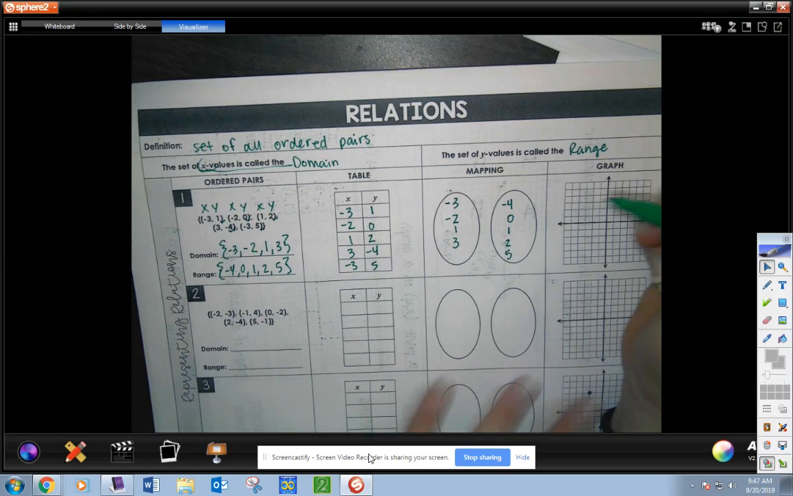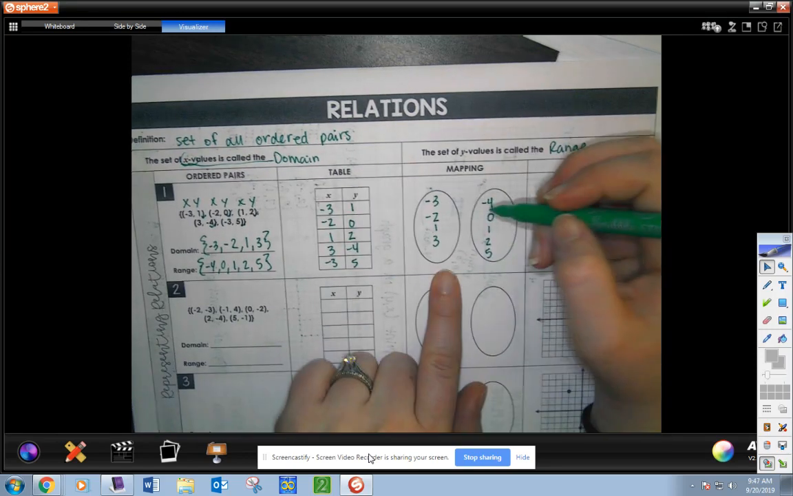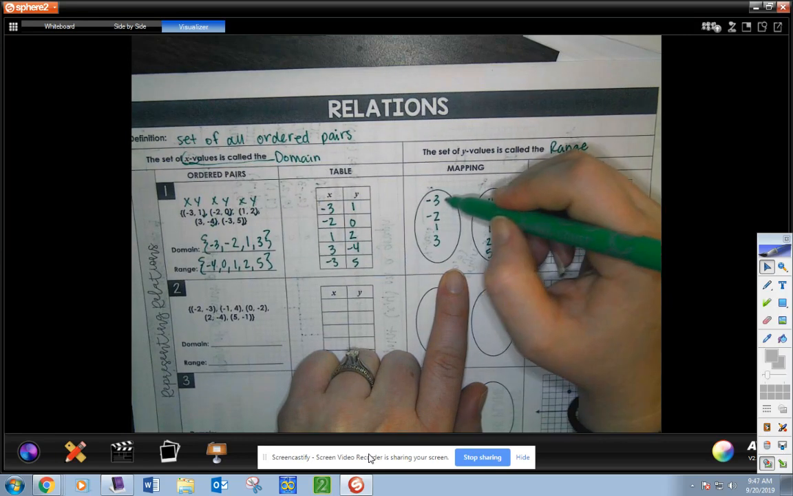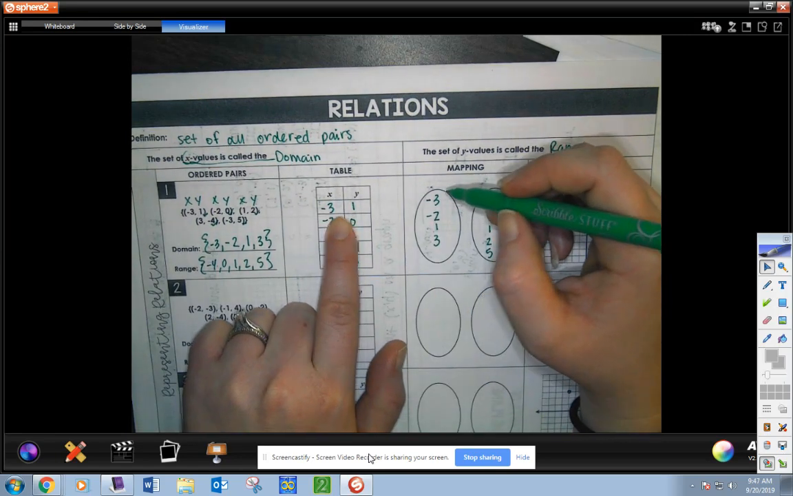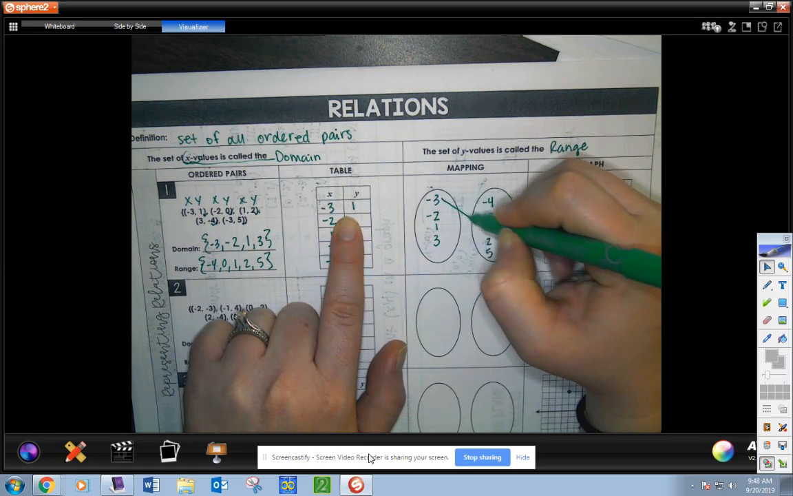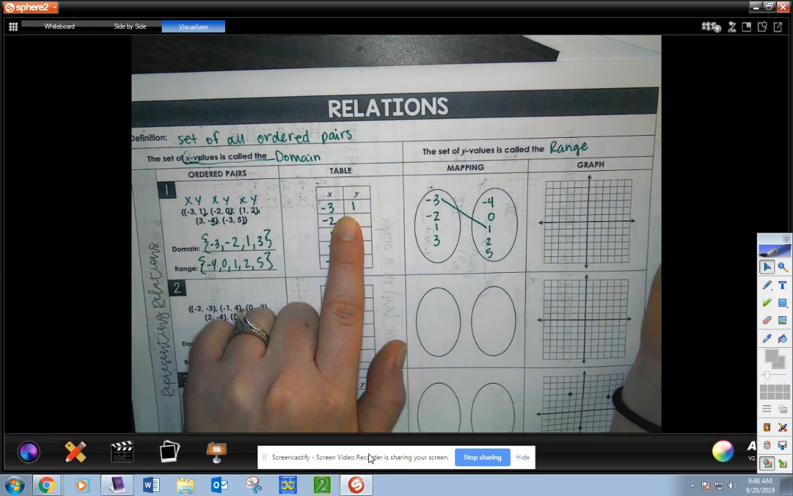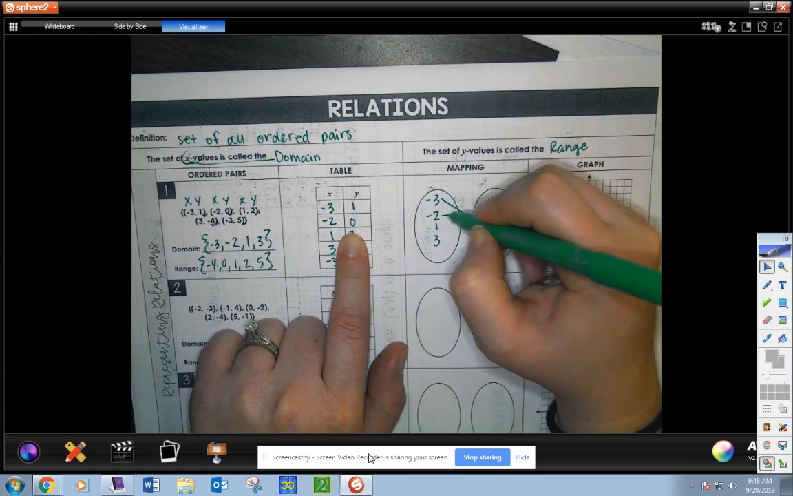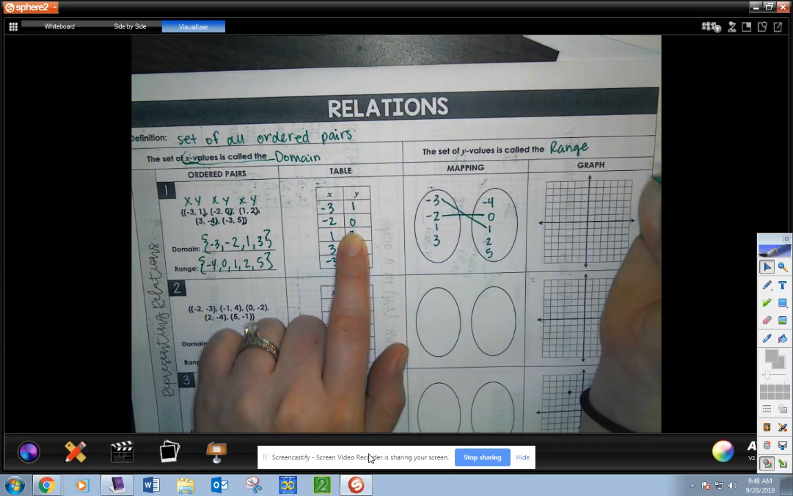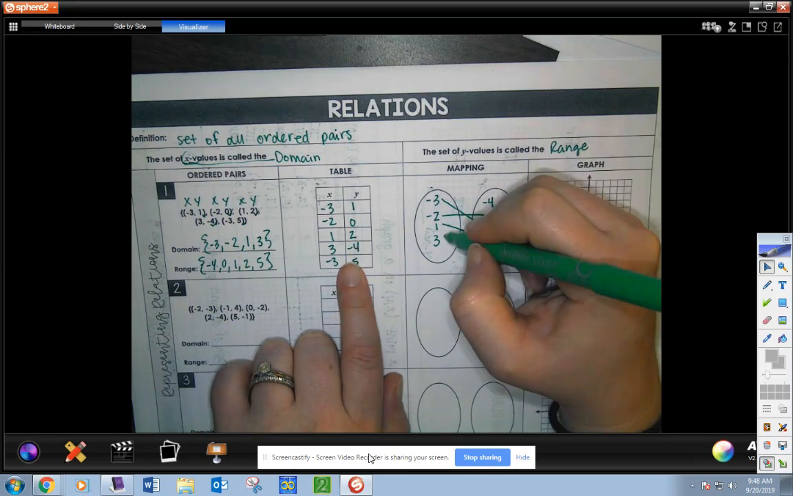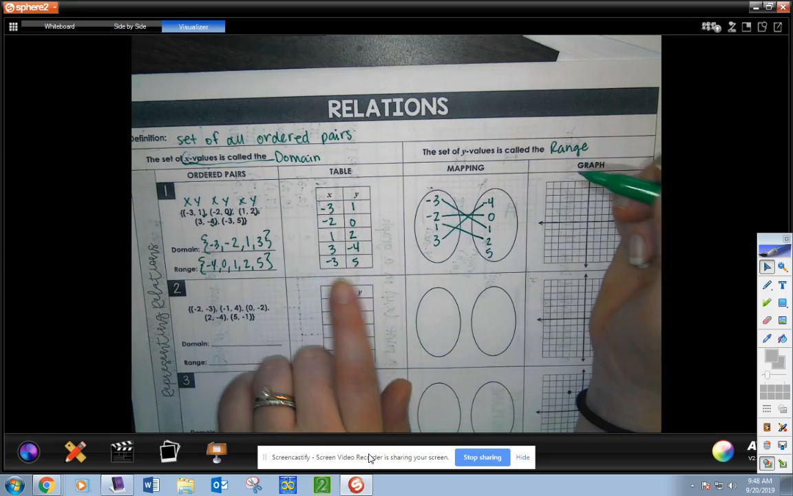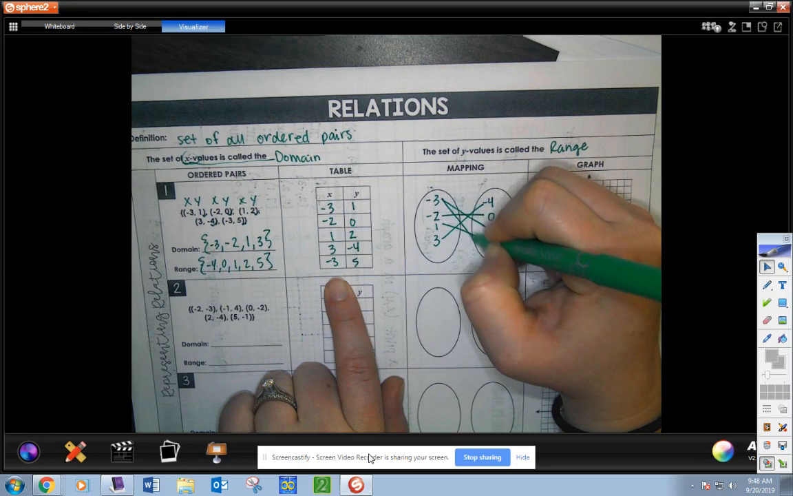Okay, so from here, we're going to just graph this. Wait, we have to finish the map. I'm not done. To finish a map, you have to connect the dots. So I'm going to look at my table. -3 went to 1, so I'm going to take -3 and draw a line to 1 so I know that those connect. -2 went to 0, so I connect a line. 1 went to 2, which is down here. 3 goes to -4. And then I go back up to -3 and I have to draw a line down to 5.